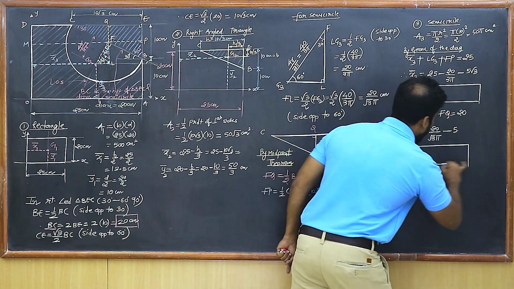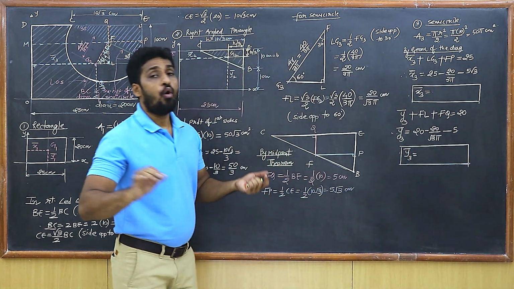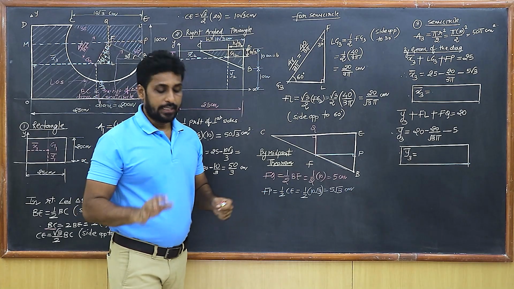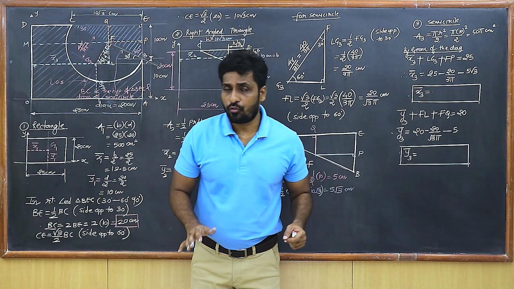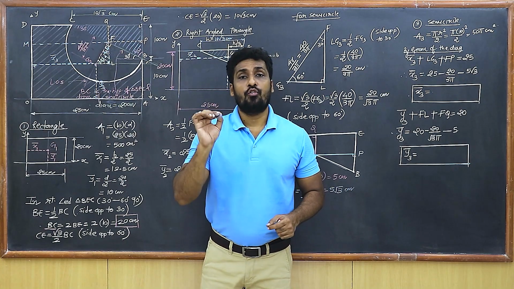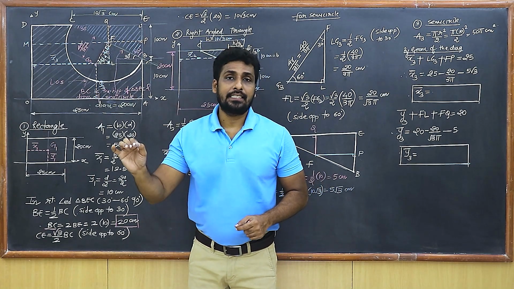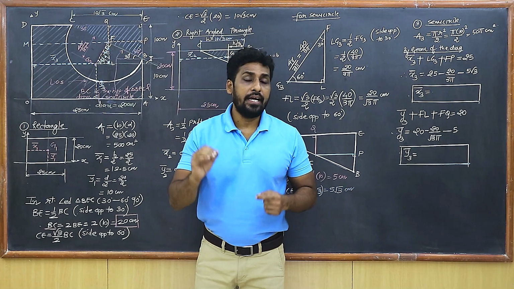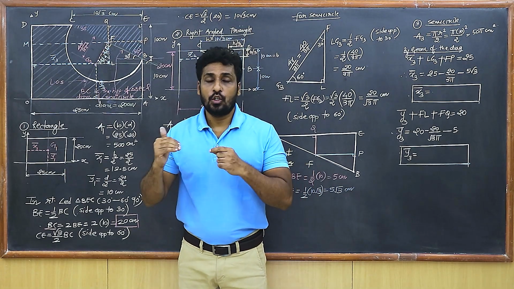Y3 bar. Now, don't I have all the required values to find the centroid of the composite shape? Students, what's the formula for finding the centroid of a composite shape? It is x bar is equal to summation of Ai into xi upon summation of Ai, and y bar is going to be summation of Ai into yi upon summation of Ai.